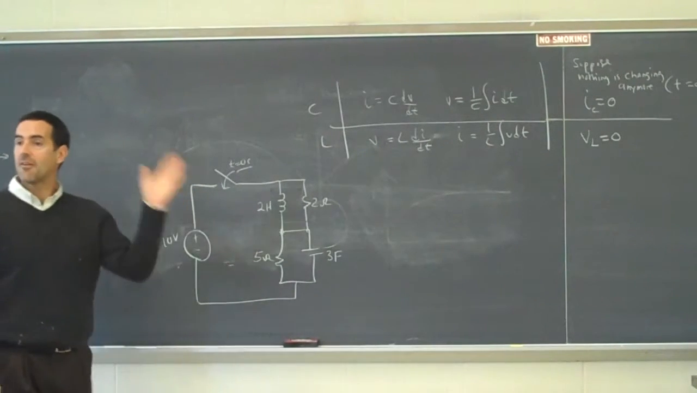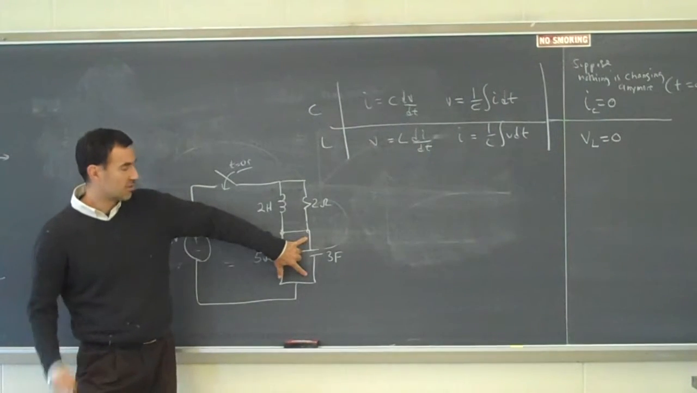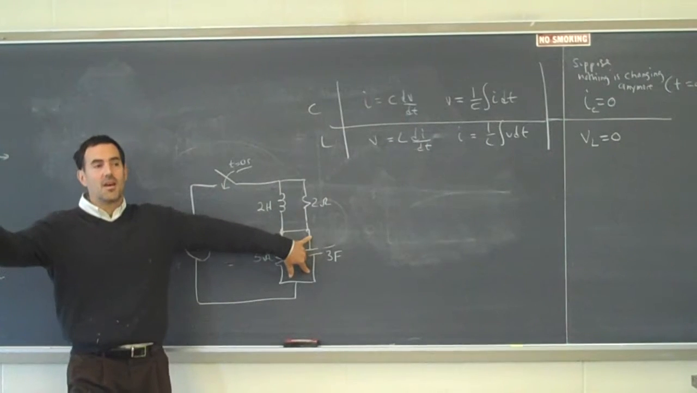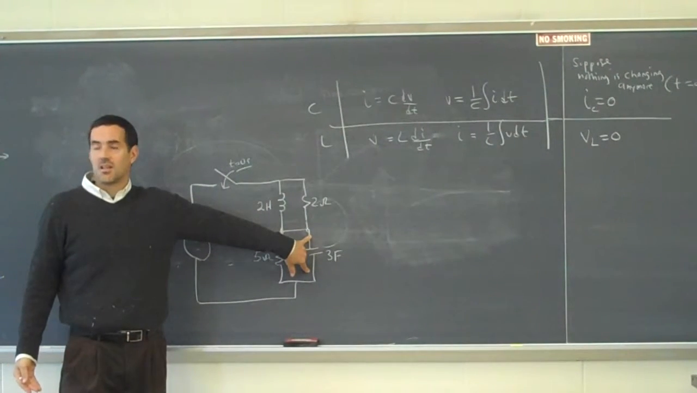0. After I close the switch, what 2 things about the circuit cannot change instantly? The voltage going to the 3 farad capacitor can't change instantly. Okay, so that voltage can't change instantly. There's one thing. What other thing in the circuit can't change instantly? The current in an inductor.